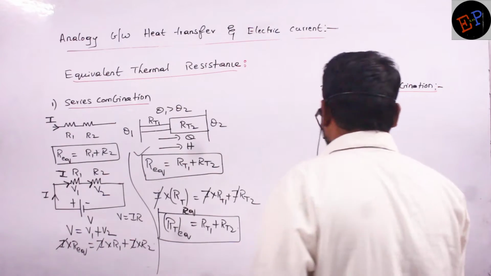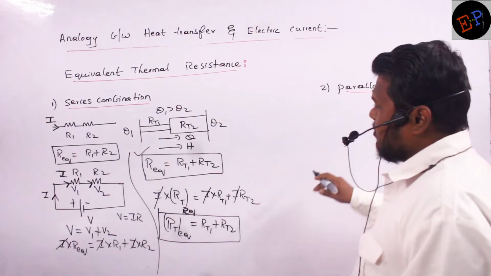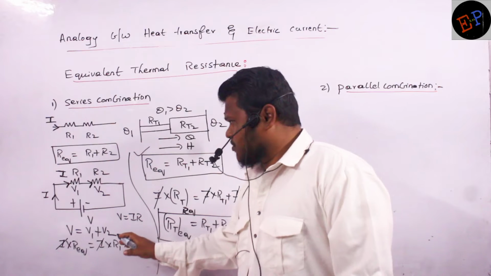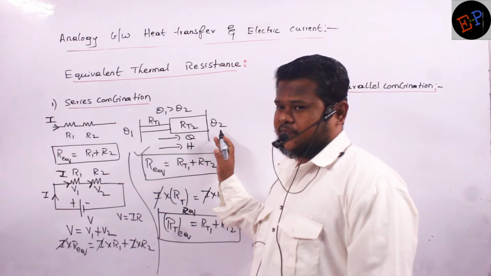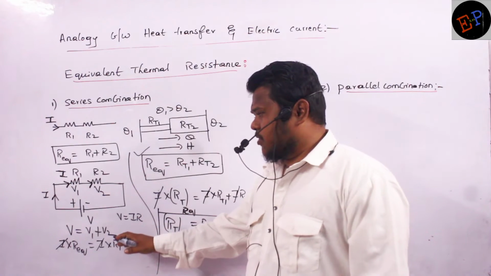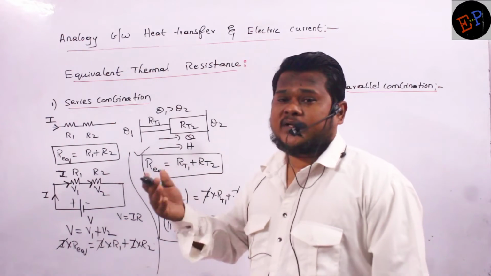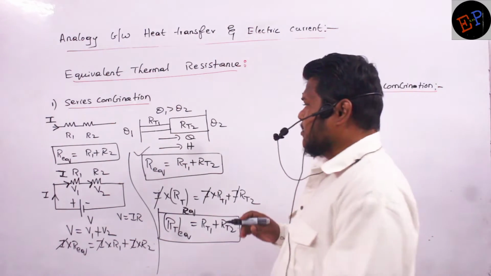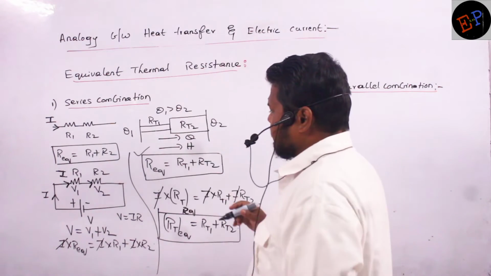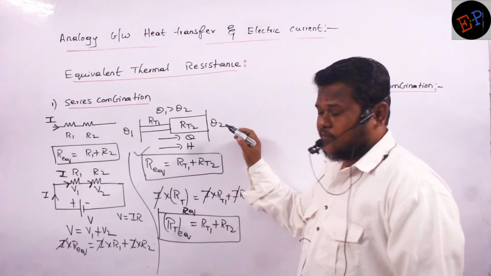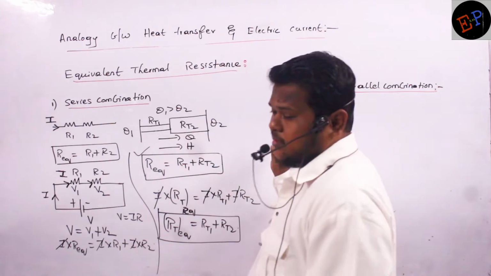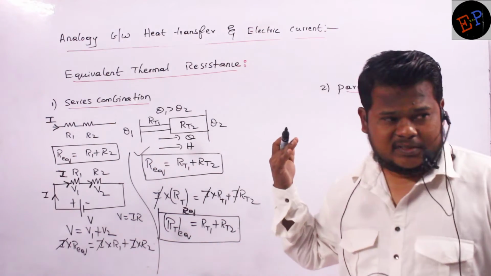So let us see. Here, what is V? V is V1 plus V2, no? And here V is compared with temperature difference. Are you able to understand? Here I will take potential difference. Here I will take temperature difference. So how can I write? Let us see. Here the temperature is theta 1, here the temperature is theta 2. So definitely I can write theta 1 is greater than theta 2, then only current will flow in this direction.